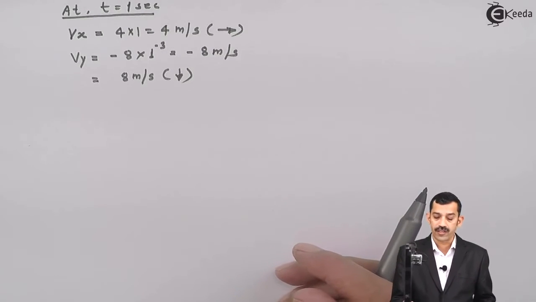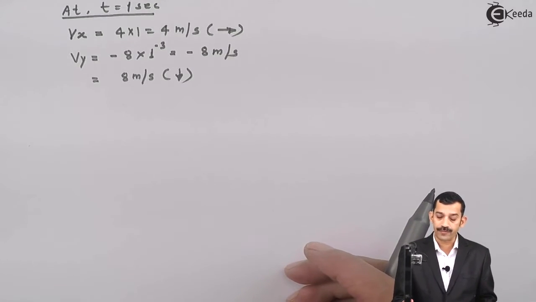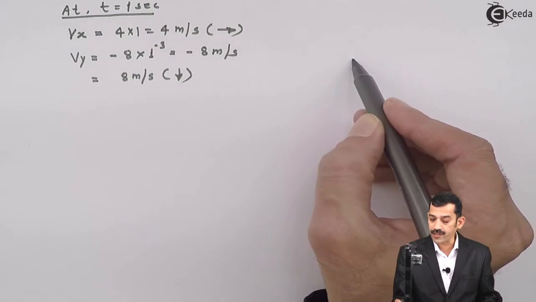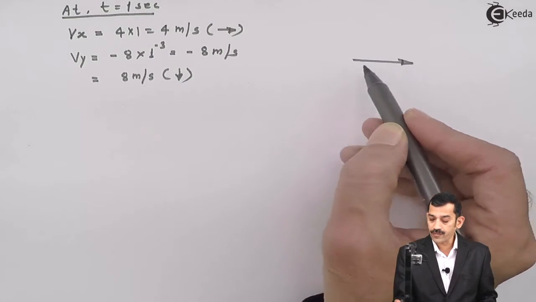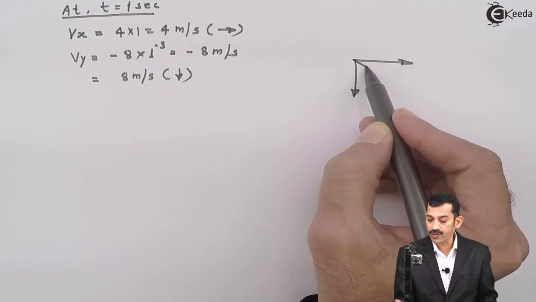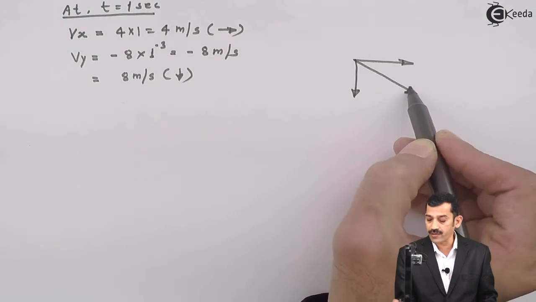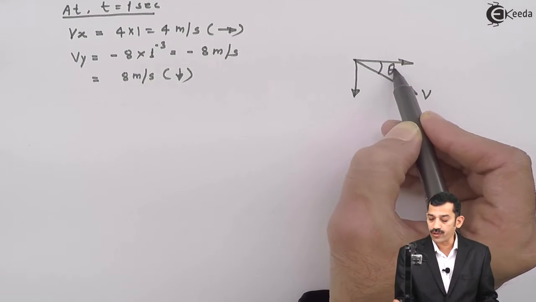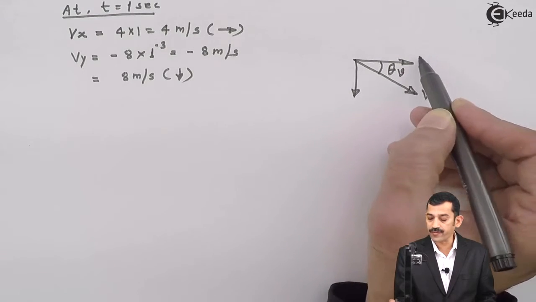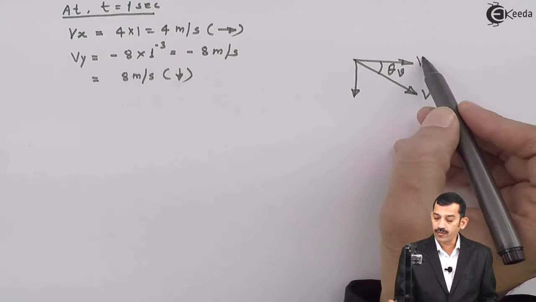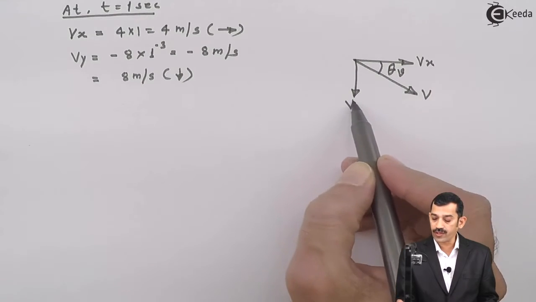Now Vx is rightward, Vy is downward. From this, the resultant velocity comes out to be in the 4th quadrant. Graphically, if I represent here Vx rightward, Vy downward as it is, we get the resultant velocity V. This angle is theta, the inclination of velocity with horizontal. This component is Vx, this component is Vy.